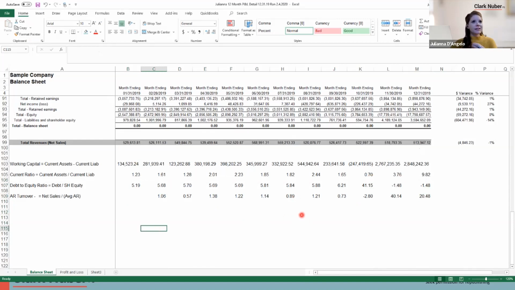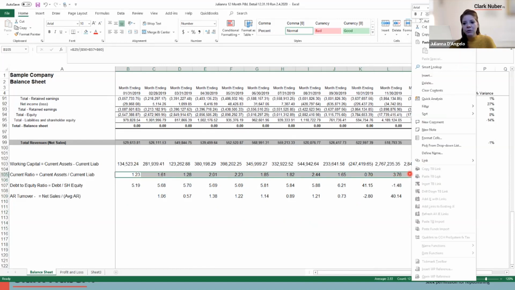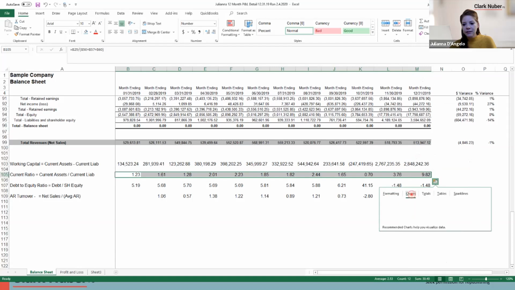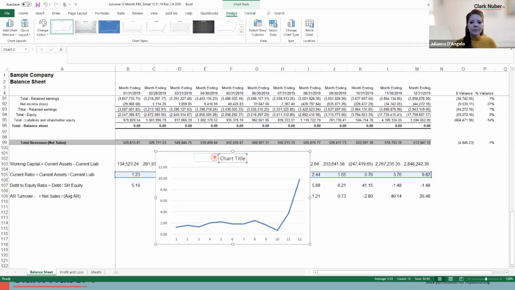So after we have all of these ratios, and if you have a consistent template for your financials every month, then you can just copy these ratios over and just continue spitting them out every month. It'll be really easy. But if we want to plot what our current ratio is, I'm just going to do a really easy version. I'm going to do a quick analysis. Okay, and let's look at charts and let's plot our line. And this is our current ratio. So there we are. We're creating kind of our own dashboard, if you will.